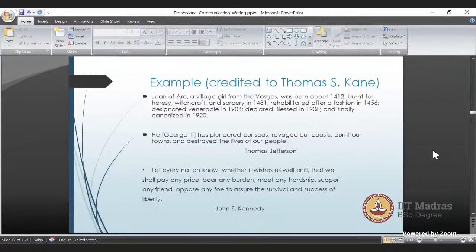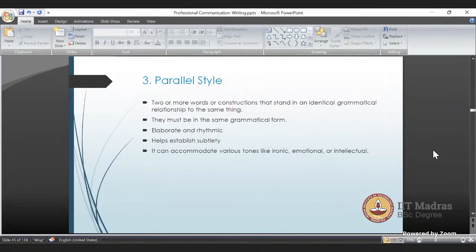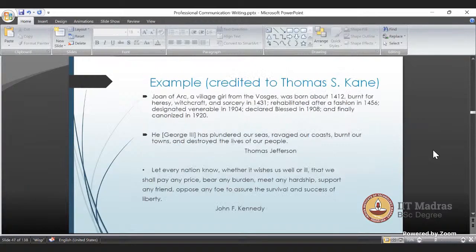Okay, more examples in parallel style. I think it's clear to you by now. But I think these particular examples are for the last point on tone. This last point can accommodate various tones like ironic, emotional, or intellectual. So this slide is on that. Okay, let's look at this. Joan of Arc, a village girl from the Vosges, was born about 1412, burnt for heresy, witchcraft, and sorcery in 1431. Rehabilitated after a fashion in 1456, designated venerable in 1904, declared blessed in 1908, and finally canonized in 1920.